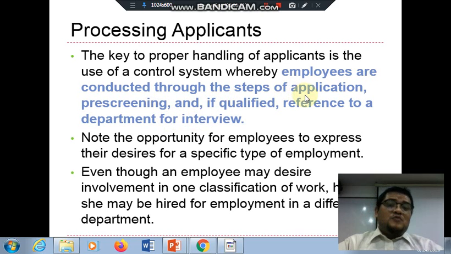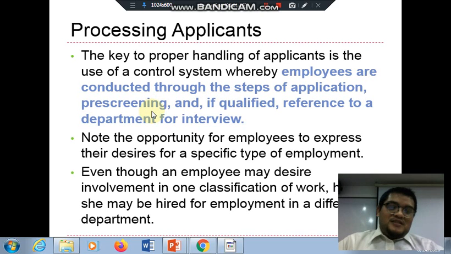So they will start with the application. Normally we will require these people to fill up the application form, or maybe for the higher position level we will require this person to send in the resume. So that's how usually the application will take place, and then we will do the fast pre-screening.